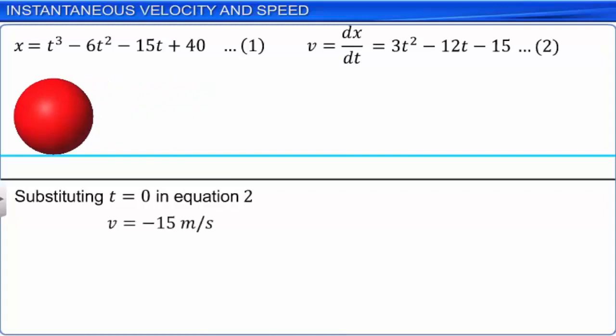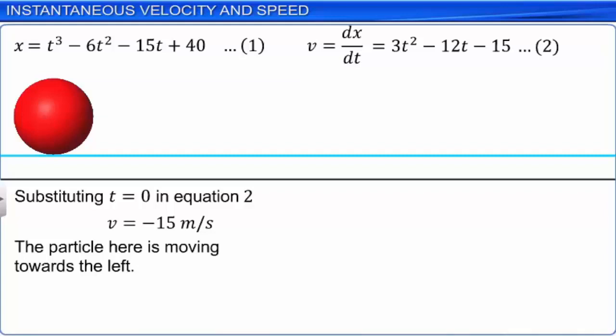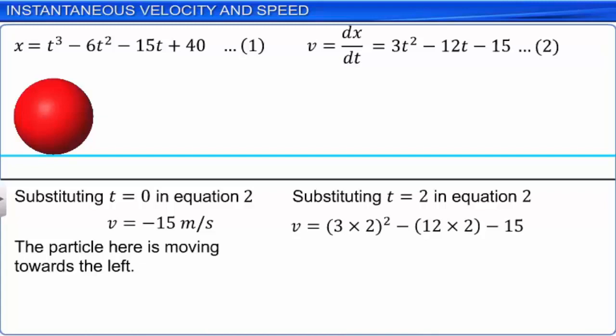At t is equal to 2 seconds, we need to find the value of v. Substituting t is equal to 2 in equation 2, v is equal to 3 multiplied by 2 square minus 12 multiplied by 2 minus 15. 12 minus 24 minus 15. Minus 27 meters per second. The particle here is moving towards the left.